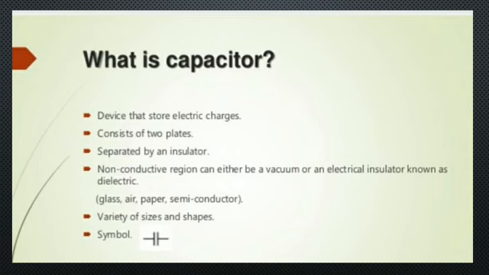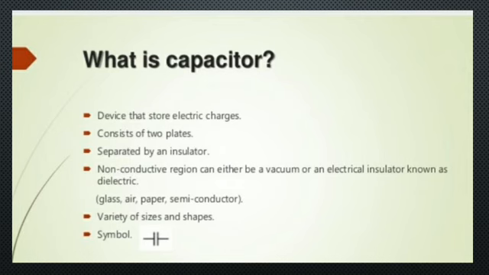First, what is a capacitor, sir? It is very simple. The capacitor is a device to store electric charges. So a capacitor is a storage device; we can store electric charges. It consists of two plates. How many plates? Two plates. And the two plates are separated by an insulator.